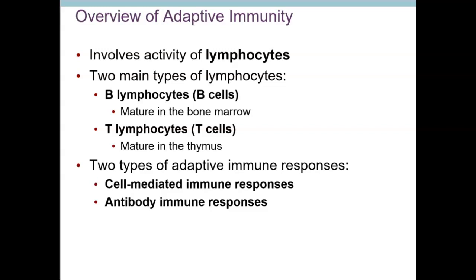One type of response is called cell-mediated immune responses, and the other is called antibody immune responses. The cell-mediated immune responses are mediated by T lymphocytes, and the antibody, also called humoral immune responses, are stimulated by or associated with the B lymphocytes.